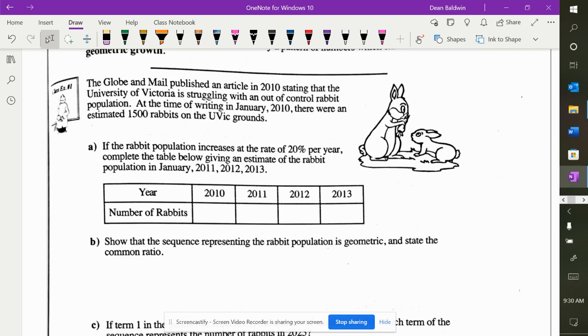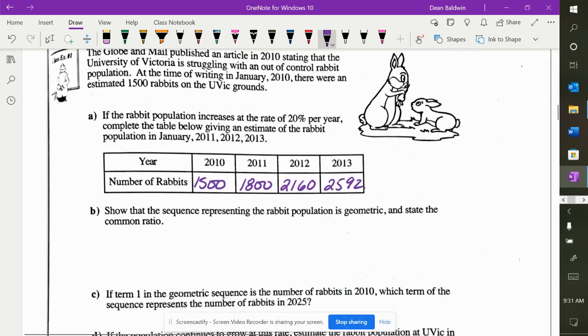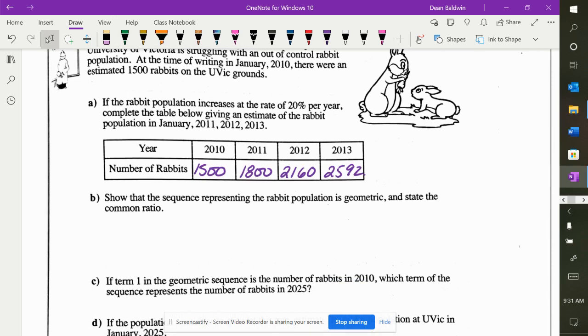So okay, in 2010, how many rabbits were there? 1,500 rabbits. In 2011, what rate are they growing at? 20% per year. So in 2011, they had 1,800. So there's the rate of increase, 20% per year. Those are the numbers. We're going to assume this is geometric because this is the unit we're in. So we assume everything's geometric.